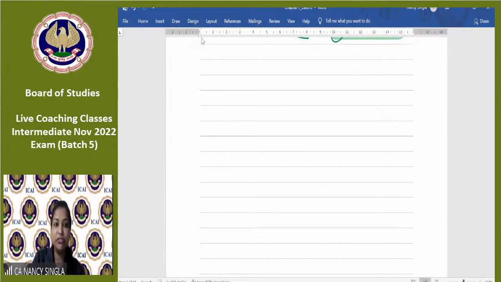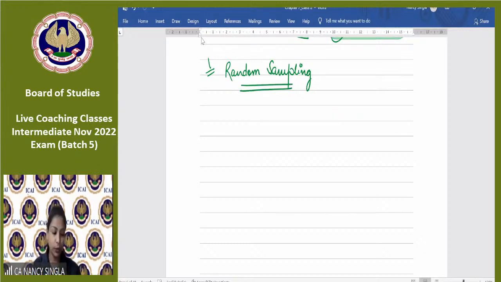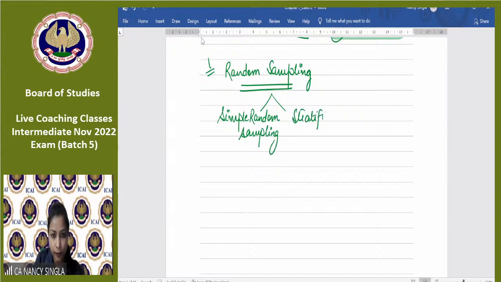So we'll start with the first one, random sampling. Quickly send in your replies. What do you understand by the term random? Send in your replies. I'm waiting for your replies.